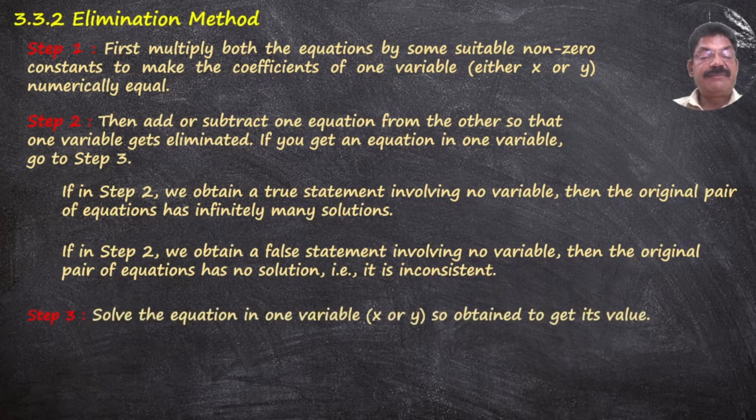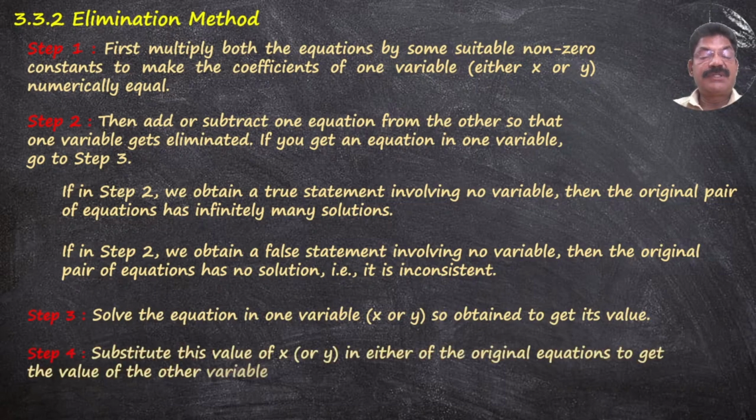Now let us see step number 3. Solve the equation in one variable so obtained to get its value. Step 4. Substitute this value of x or y in either of the original equations to get the value of the other variable. So the elimination method is comparatively simpler than the graphical method and the substitution method.